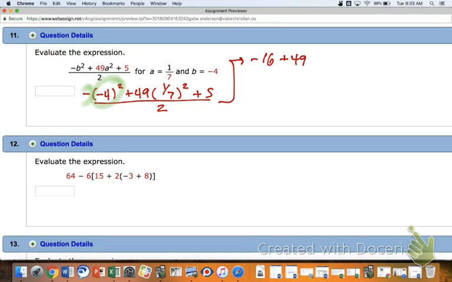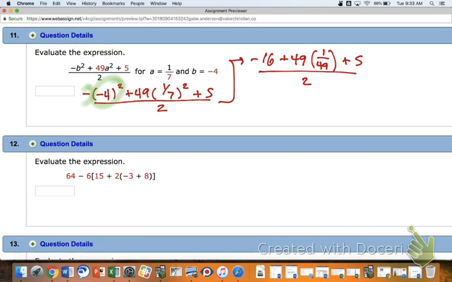Plus 49 times, what is 1/7 squared? Isn't it really 1/7 times 1/7? Yeah. Which is 1/49th. Yeah, so 1/49th plus 5 still all over 2.